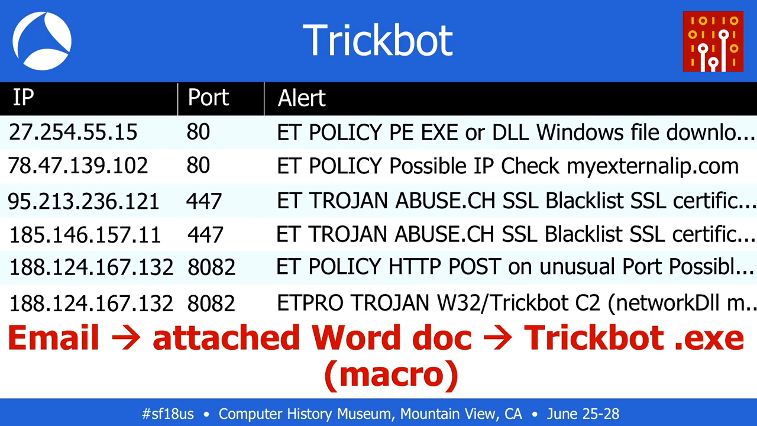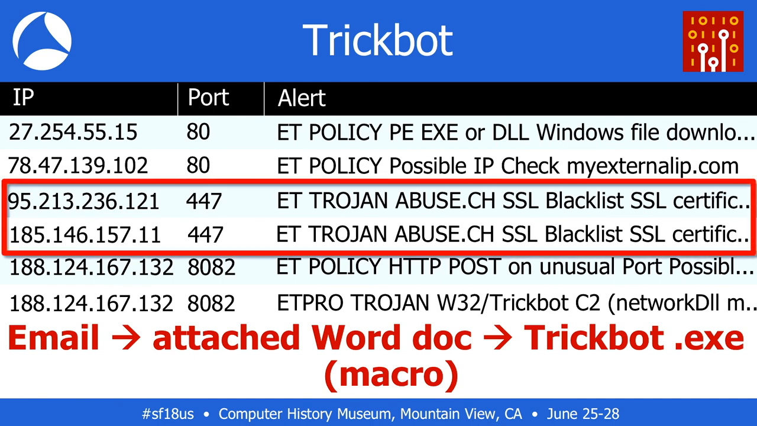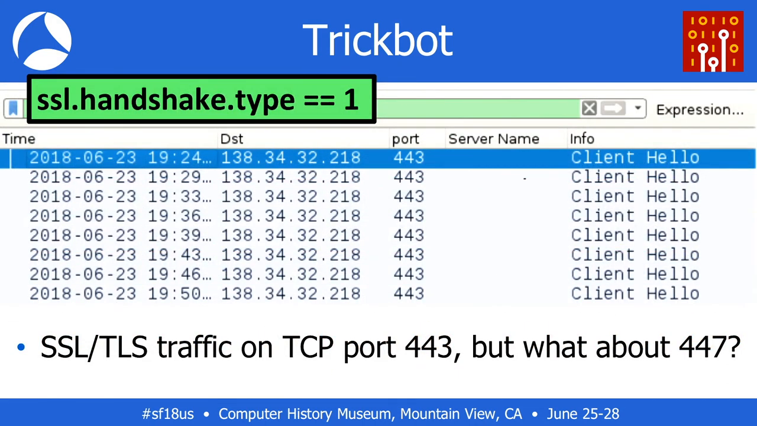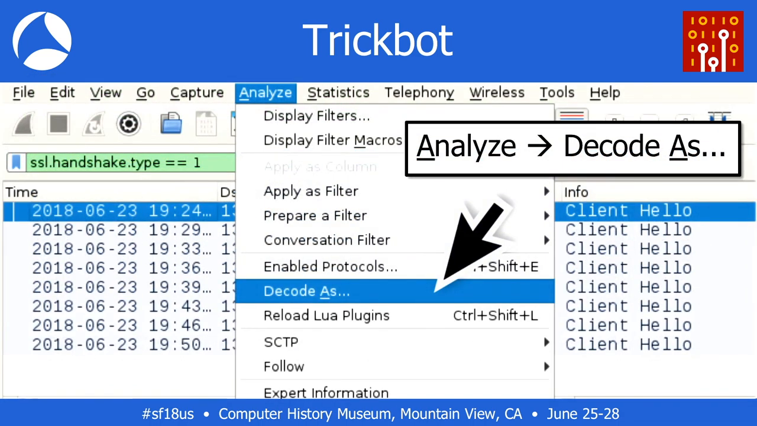And that just started within the past month or two, because before that, it was all encrypted over non-standard and standard ports for HTTPS. So if you filter on SSL handshake type equals one, and you have a slightly outdated version of Wireshark like I'm using here, you're not going to see the HTTPS traffic come up in the results. So you would actually have to set up a custom decoding.